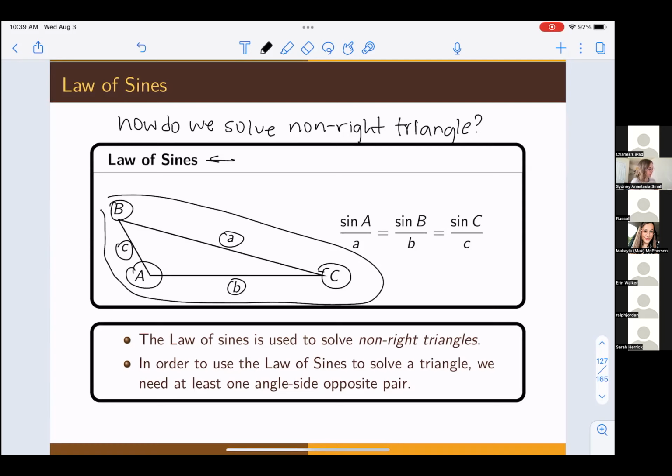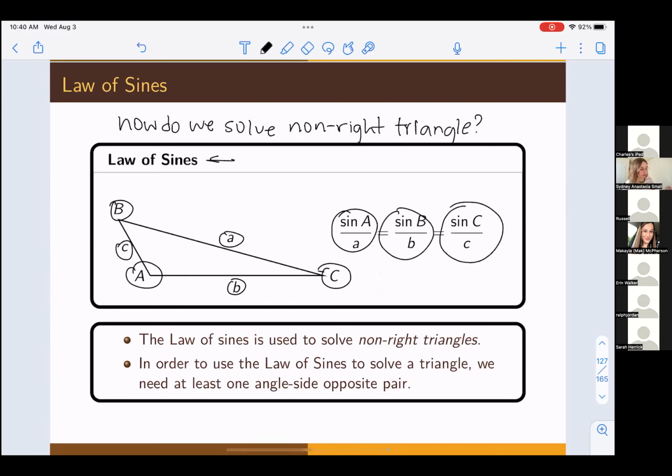Cool. All right, and given that, we have this ratio called the law of sines, where the sine of A over the length of side A is equal to the sine of B over the length of side B is equal to the sine of C over the length of side C. So, for example, if we knew angle A, side A, and side B, we would be able to use those three pieces of information in order to solve for angle B. Or if we knew angle A, side A, and angle C, we would be able to solve for side C.